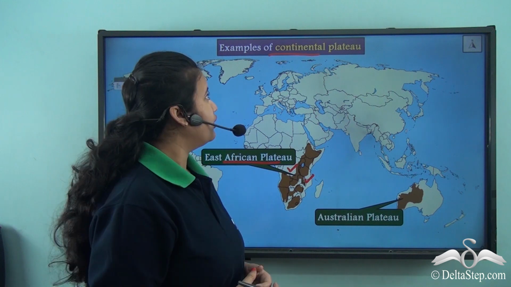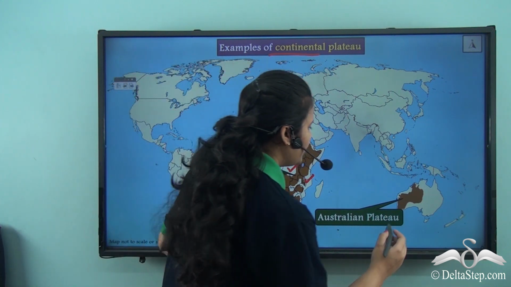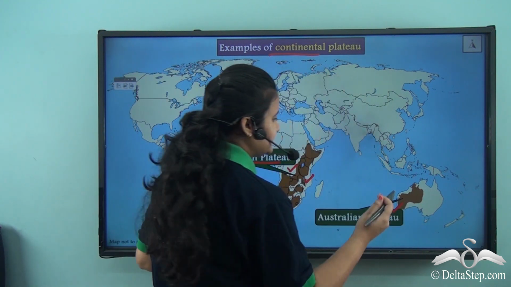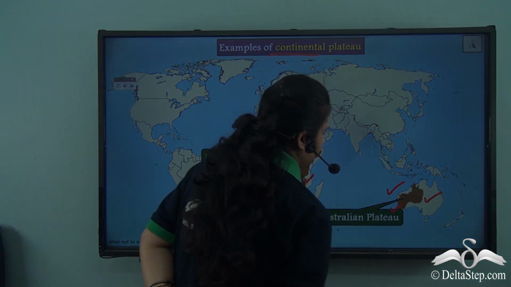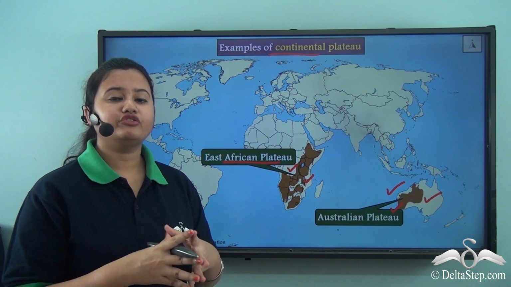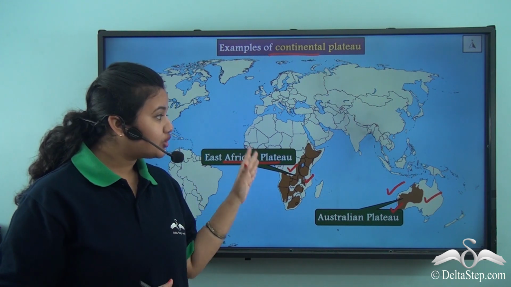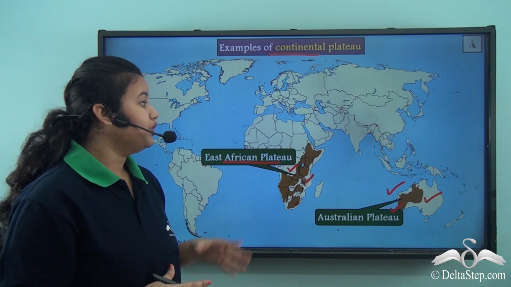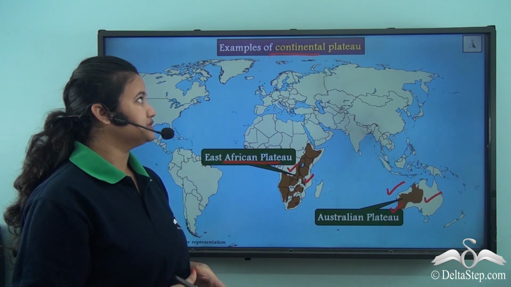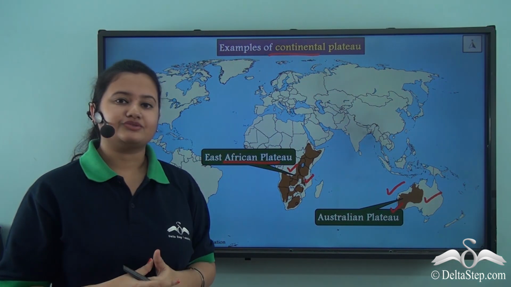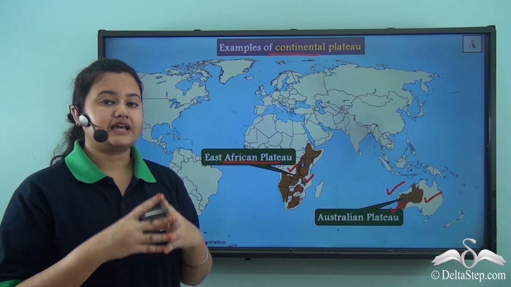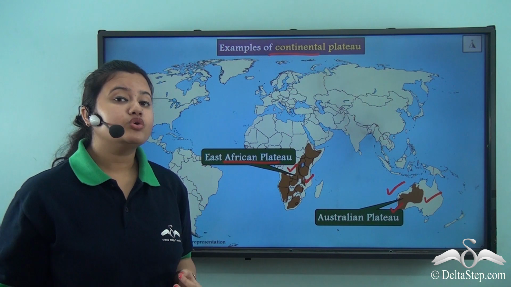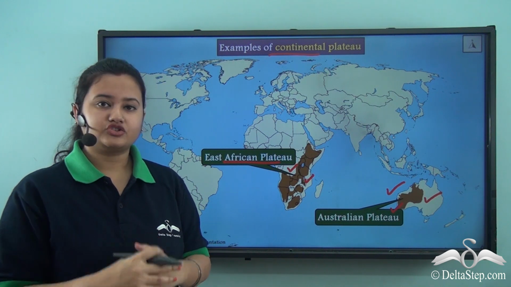Another example of continental plateau is Australian Plateau. This plateau has plain on one side and sea on the other side. In both these cases, we do not find any mountain range close to the plateau. So both these plateaus are examples of continental plateaus. Now plateaus can be further segregated into various types based on their mode of formation and structure.